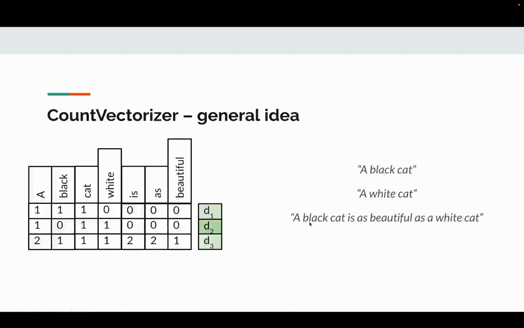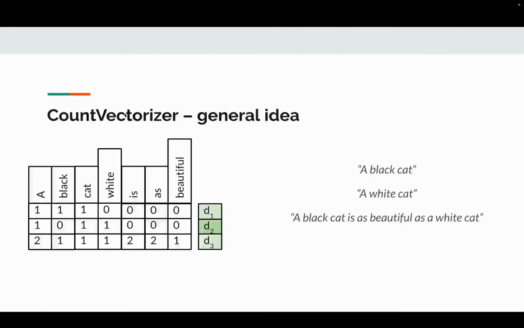Okay. Now we add the third document. The content is: a black cat is as beautiful as a white cat. So now we have a bunch of new words: is, as, beautiful. If you count the number of occurrences of each word or token in document D3, then a occurred two times, here is an a and here is an a. Then black one time, cat one time, white one time, is one time. But as appeared two times, as and as, so as will be two times, and beautiful one time. Okay.